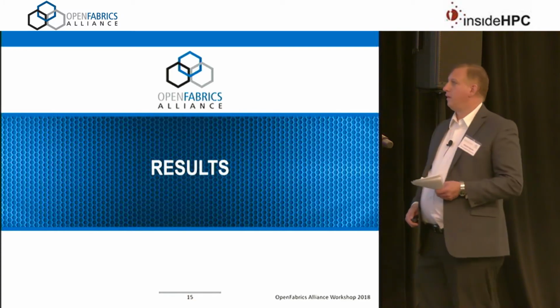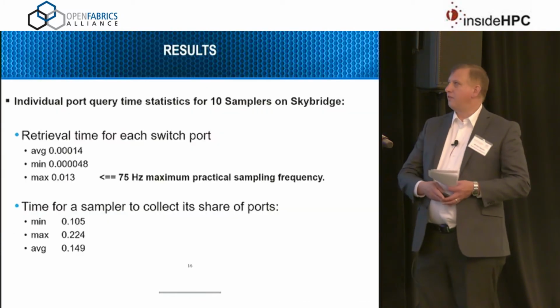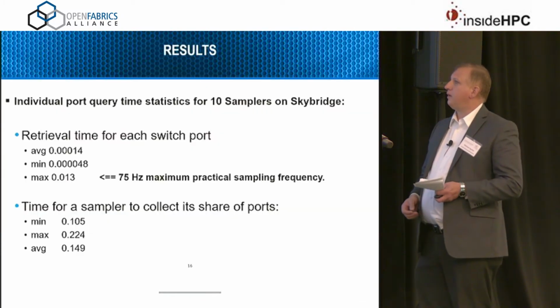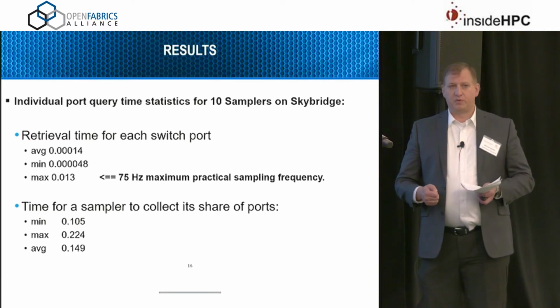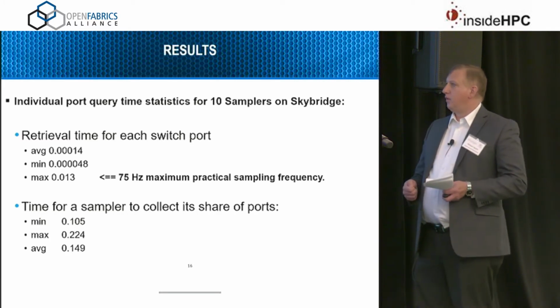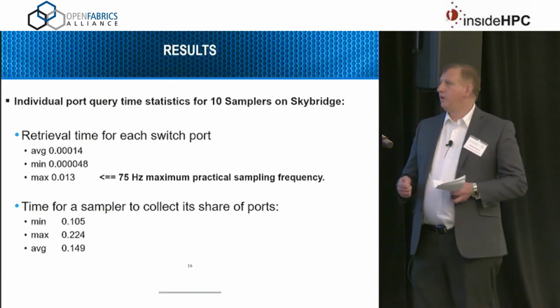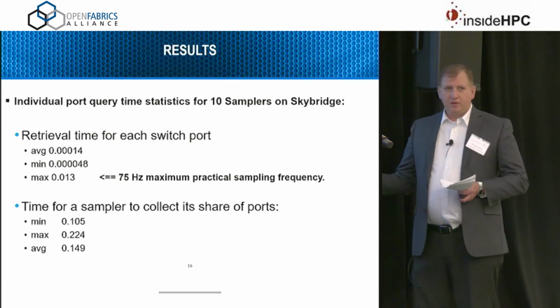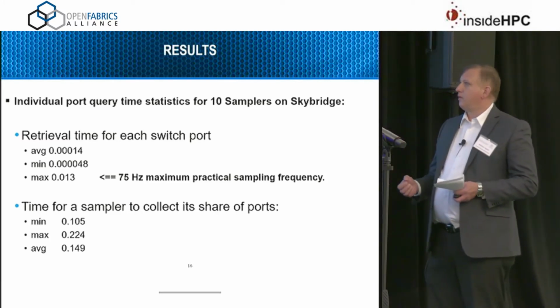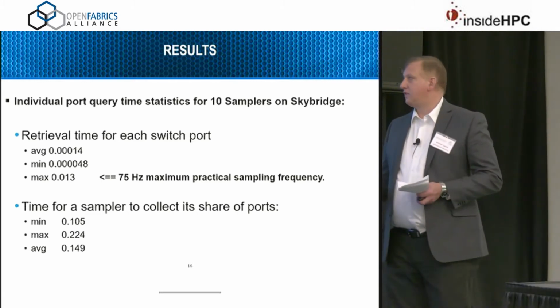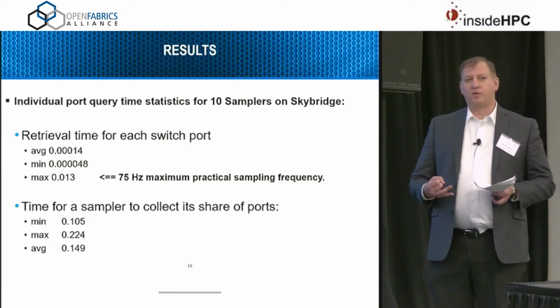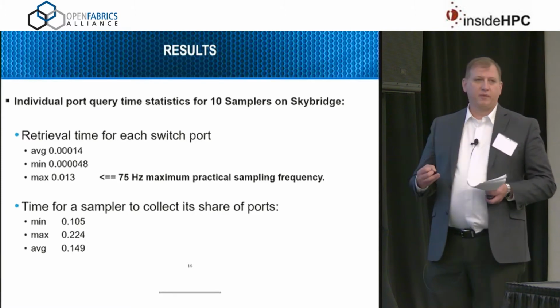Results. So, did this work? Yes, it did. We found out if we have 10 samplers doing 6,000 switch ports on Skybridge, that we could actually sample at ideally 75 hertz. We're sampling at 3 minutes currently, and we can actually sample at 75 hertz. So that's a lot faster turnaround time.